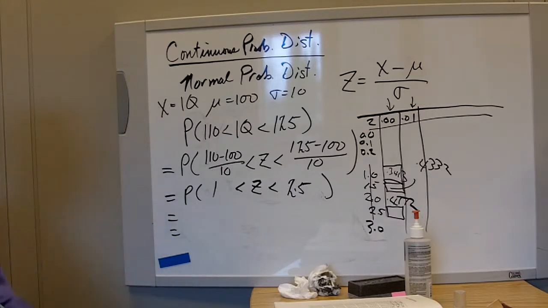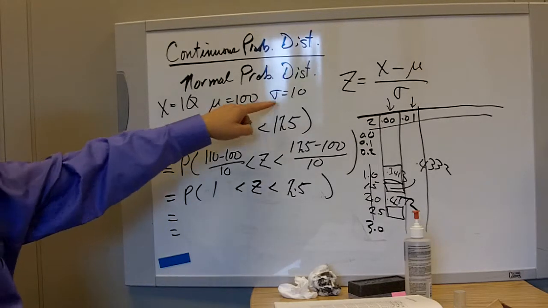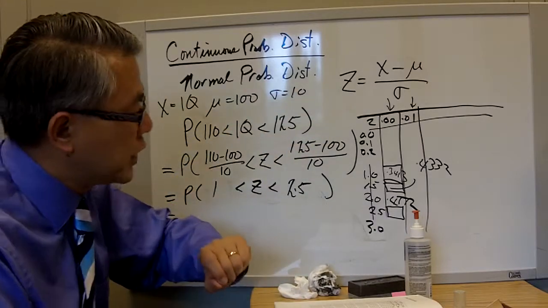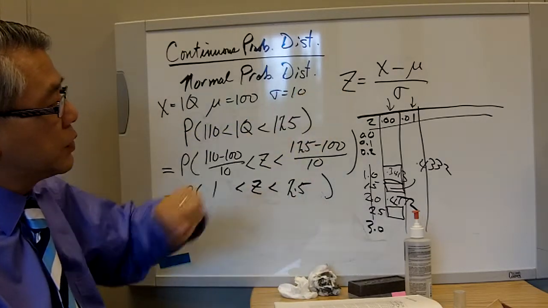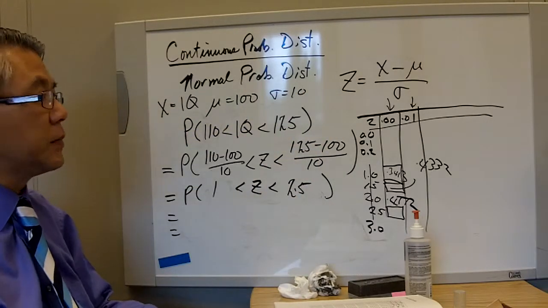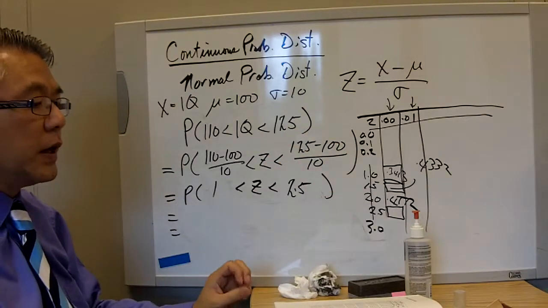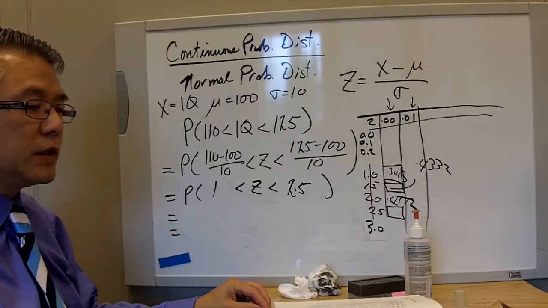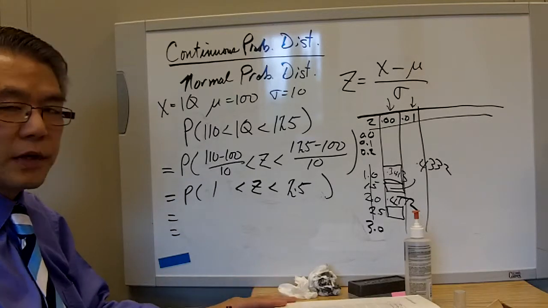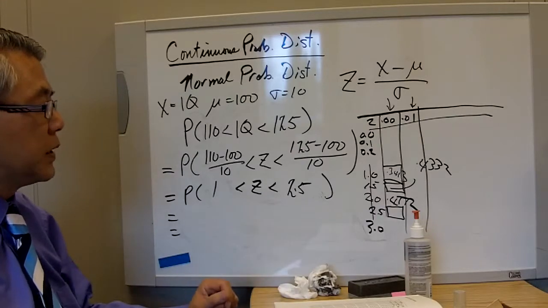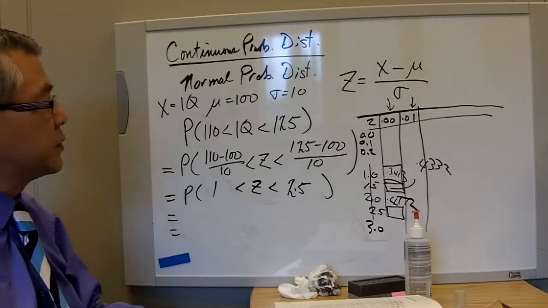The example again is on IQ score distribution with a mean of 100 and a standard deviation of 10. We have been utilizing the standard normal equation, Z is equal to x minus mu divided by standard deviation. And we have also looked at how the areas under the normal curve table at the back of the textbook can be utilized to help us approximate the probability without using calculus.